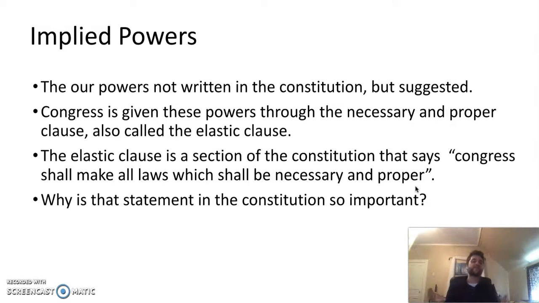Think about the vagueness of it. Congress is given the authority to make all laws which shall be necessary and proper. What is that? All laws that they think are necessary and proper? I'm pretty sure what you and I think is necessary and proper in the world is different from each other. So basically it's vague, and through its vagueness, it gives them a ton of power.